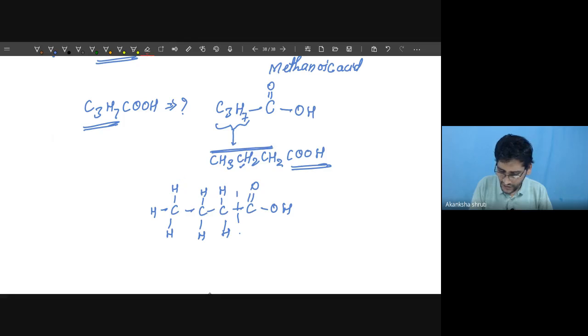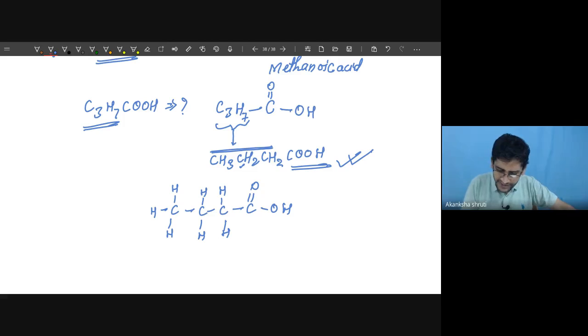Always try to write, or you must prefer this structure. This structure is the most preferred structure for writing. It takes less space but gives more information. It is this way. What will be the name?